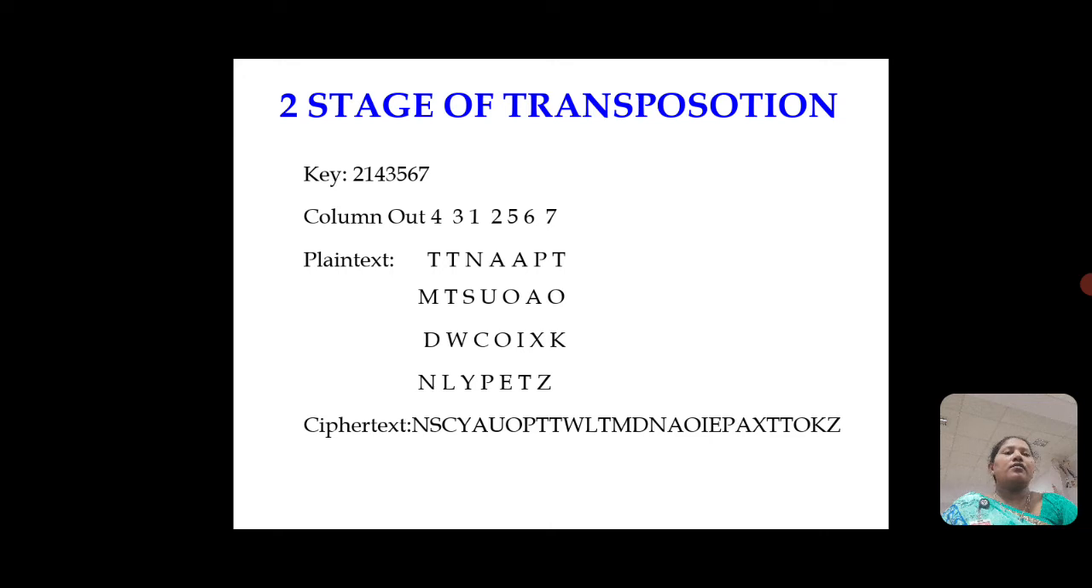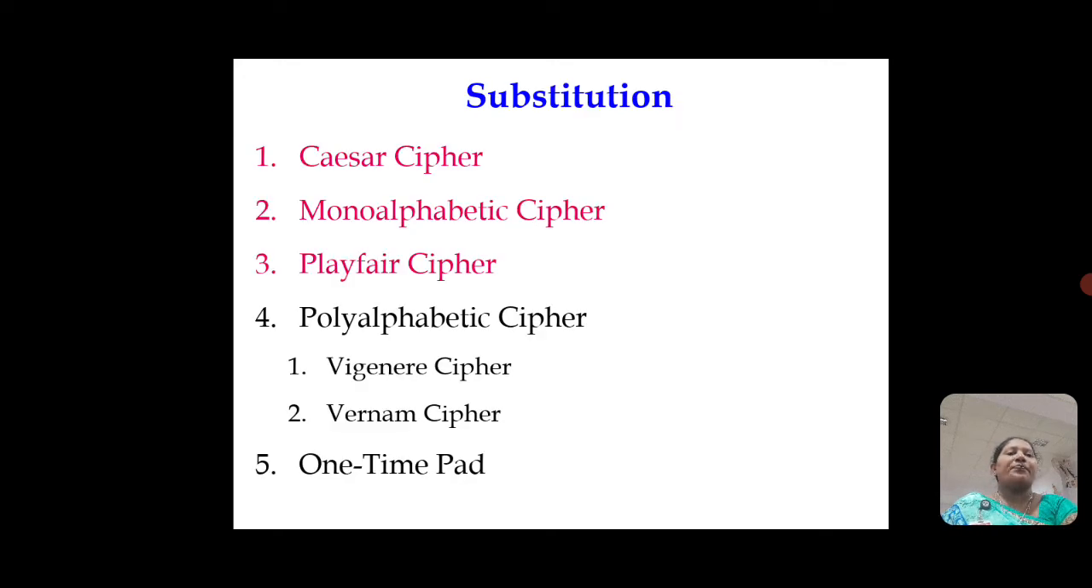Next the number 2, where the column 2 is, it is at the fourth column. So again you will be writing it as A, U, O, P. Likewise it goes on. Likewise you can go for a third stage of transposition. If you are using more than one stage of transposition, it will be very complex or very difficult for the attackers to retrieve it.